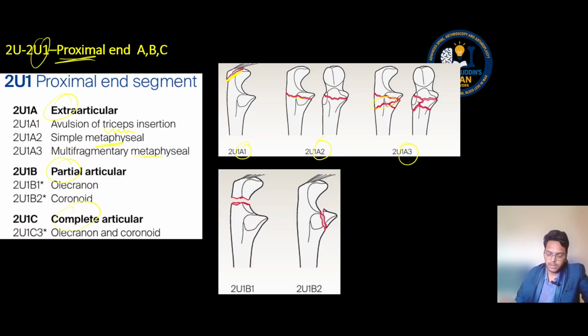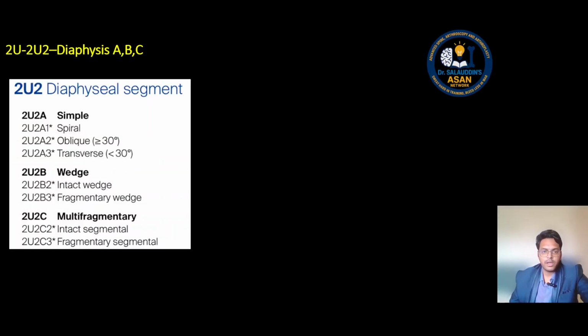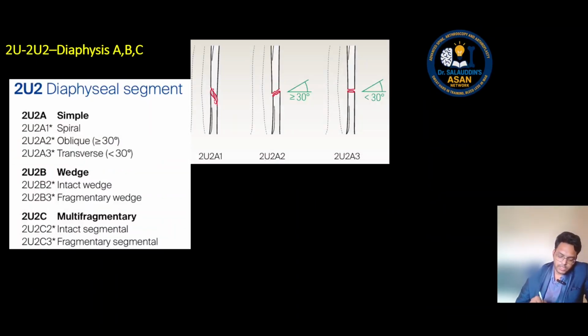Coming to partial articular, when the olecranon in the articular part is fractured, it is B1. When the coronoid is fractured in the articular part, it is B2. Then finally the olecranon and coronoid both are fractured, it is C3. We have only C3 in the complete articular proximal end of the ulna. Coming to diaphysis of the ulna, again simple, wedge and multifragmentary. Simple is again you divide it into spiral A1, less than 30 degrees it is transverse A3 and more than 30 degrees it is oblique A2 fracture.